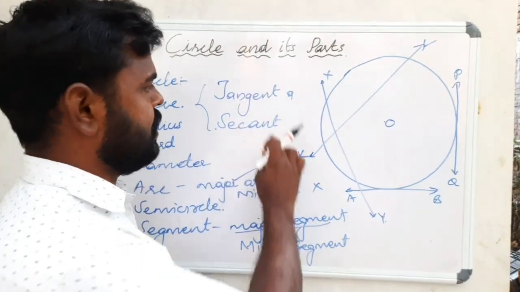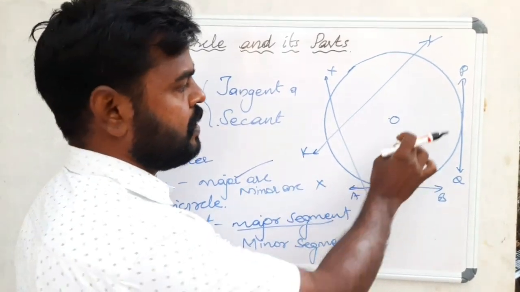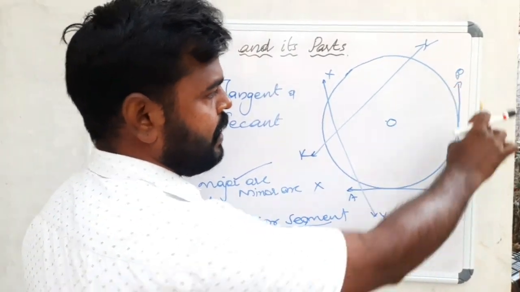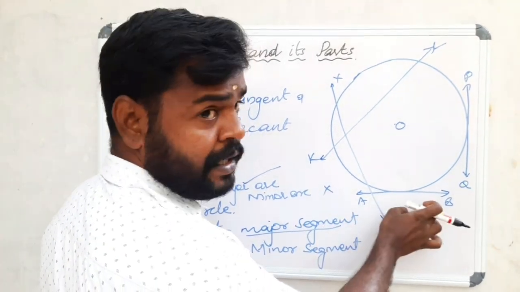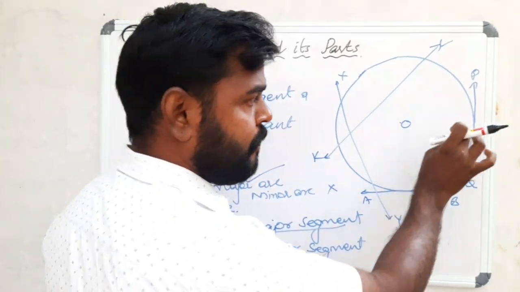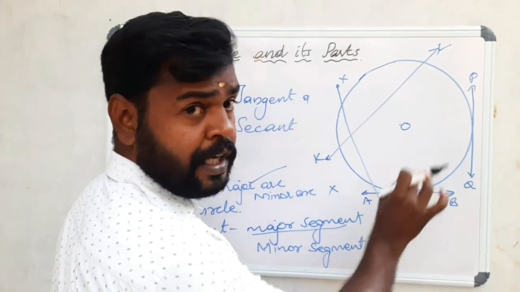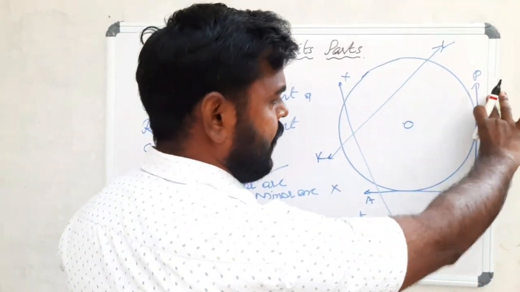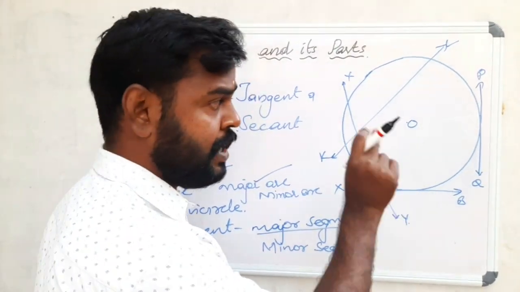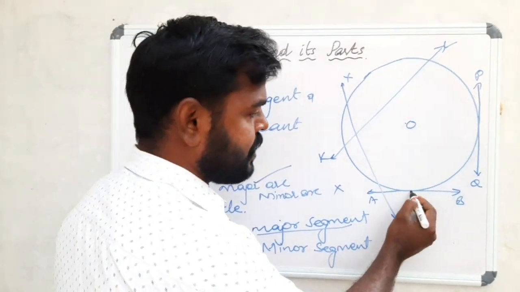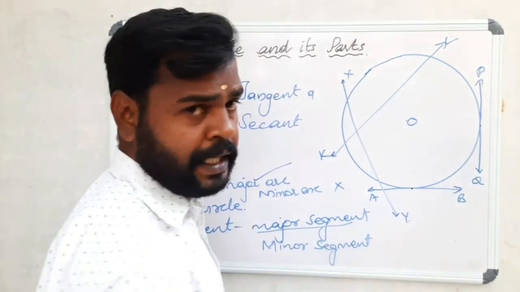Now let us discuss tangent and secant. Here the center of the circle is O, and this line PQ and this line AB touch only one point of the circle. So these lines are called tangents. I mean, a line touching only one point. This point is called the point of contact.